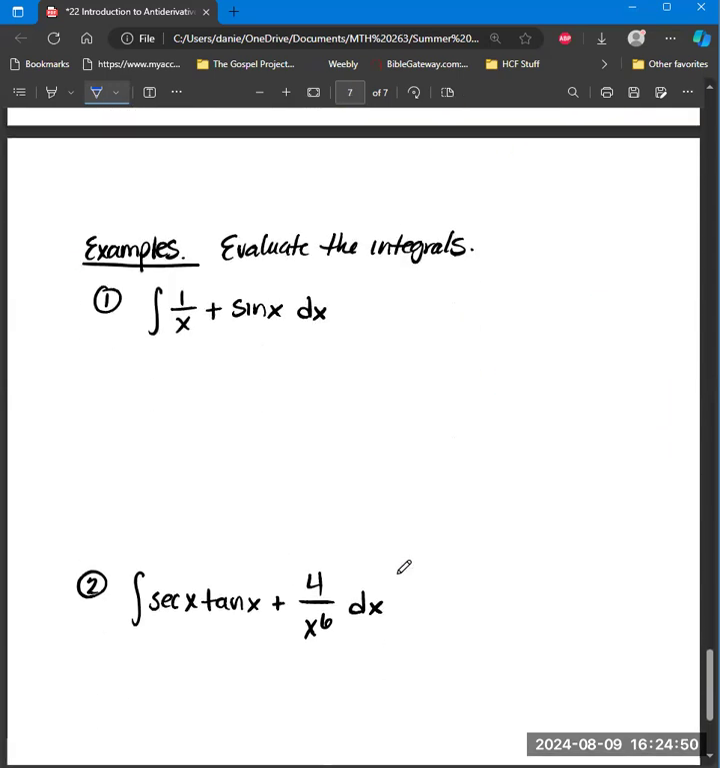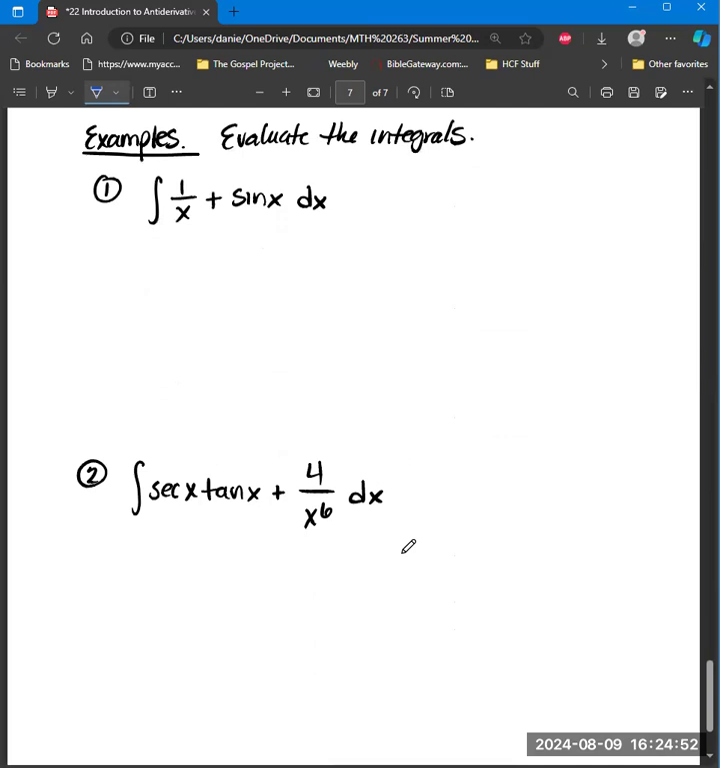All right, let's look at some examples here of these integrals. So we're going to split these up. So this is 1 over x dx plus sine x dx. So that's ln of absolute value of x minus cosine of x plus c.